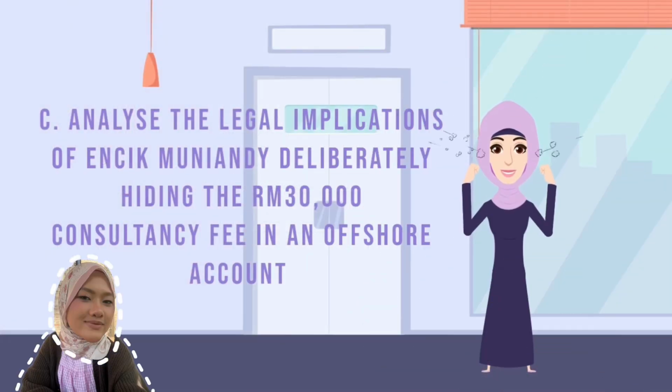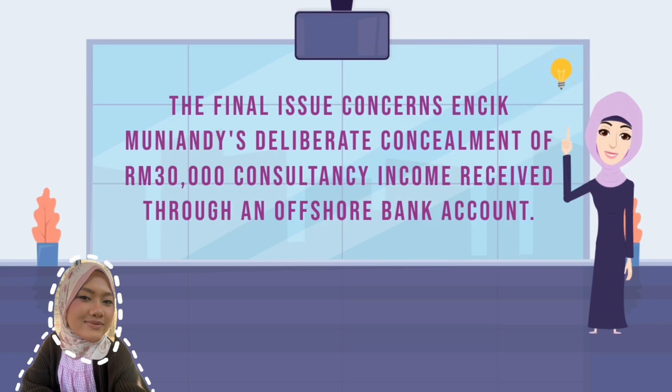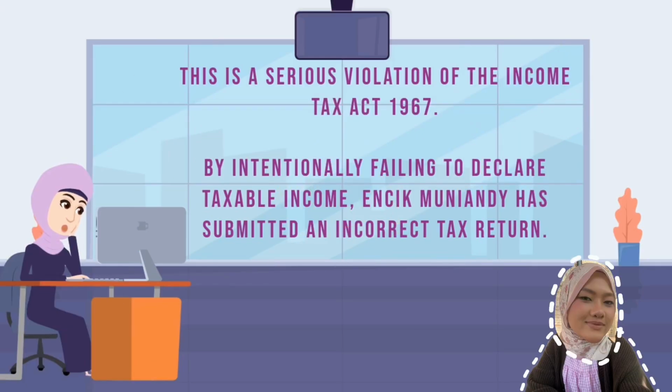C. Analyze the legal implication of Encik Muniandi deliberately hiding the RM30,000 consultancy fee in an offshore account. The final issue concerns Encik Muniandi's deliberate concealment of 30,000 ringgit consultancy income received through an offshore bank account. This is a serious violation of the Income Tax Act 1967. By intentionally failing to declare taxable income, Encik Muniandi has submitted an incorrect tax return.